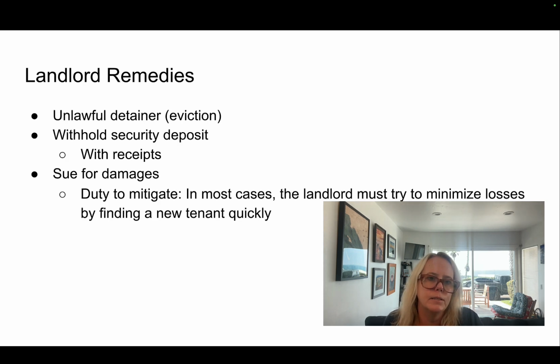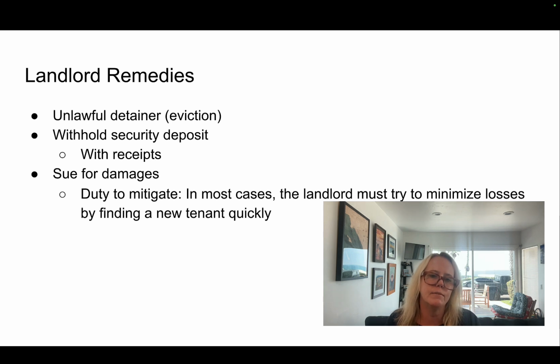So, landlord remedies when tenants breach. The first would be an eviction. In California, it's known as an unlawful detainer. With an unlawful detainer, it's not as easy as it sounds. It actually takes about 6 months to get somebody out. So not as easy as it sounds, and it is generally relatively expensive. So landlords generally will try to avoid that if they can.